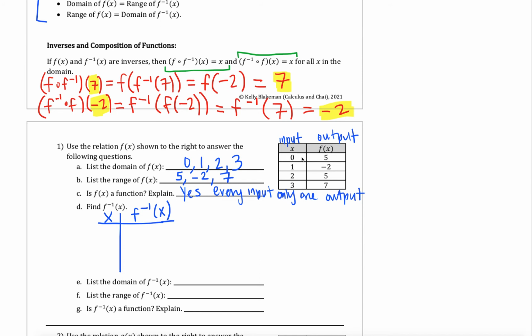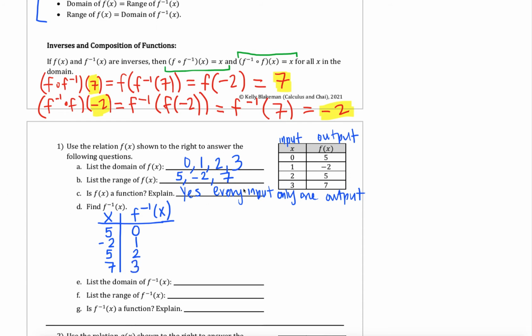So for our first coordinate pair here of 0, 5, instead of it being 0, 5, it would be 5, 0, since our input and our output are switching. For 1 and negative 2, our input will now become negative 2, our output will become 1. For 2 and 5, our input will become 5, and our output will be 2. And then for 3, 7, our input will now be 7, and our output will now be 3.